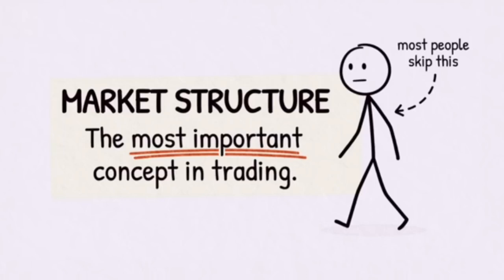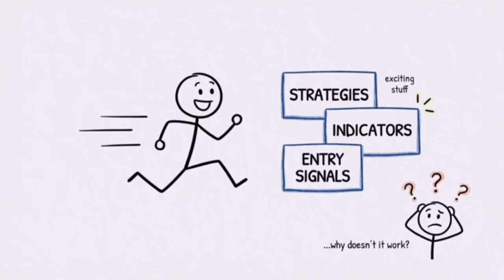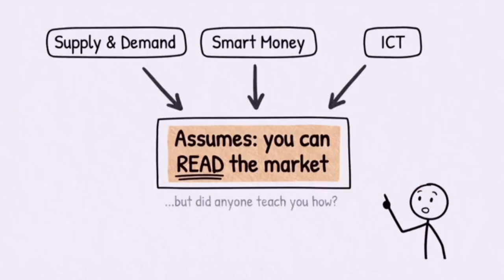Market structure is probably the most important concept in trading, and it's also the one that most people skip. They jump straight into strategies, indicators, entry signals, all the exciting stuff, and then they wonder why nothing works consistently.